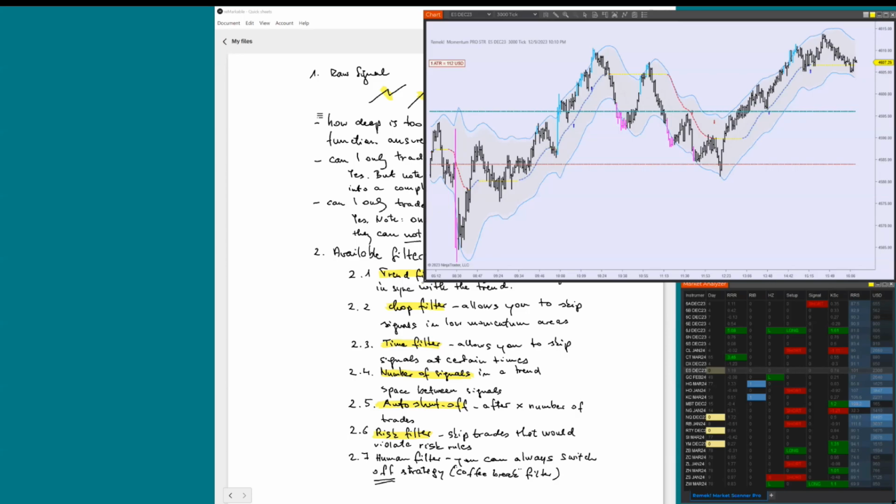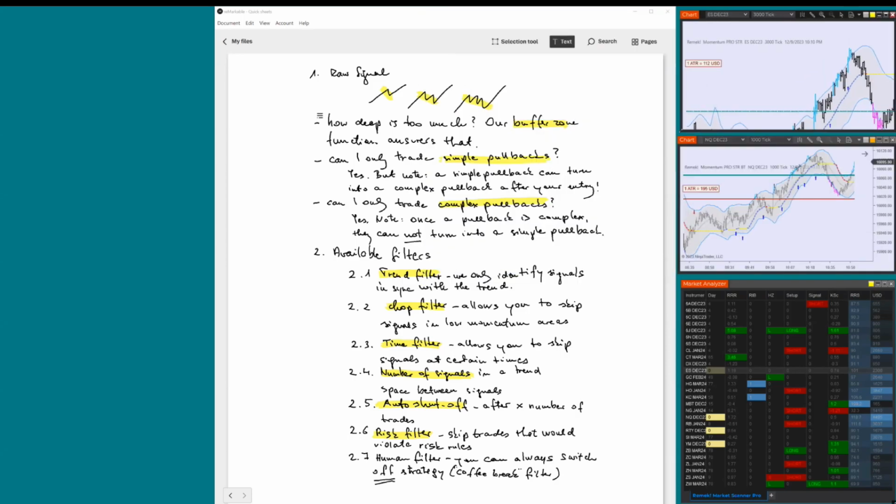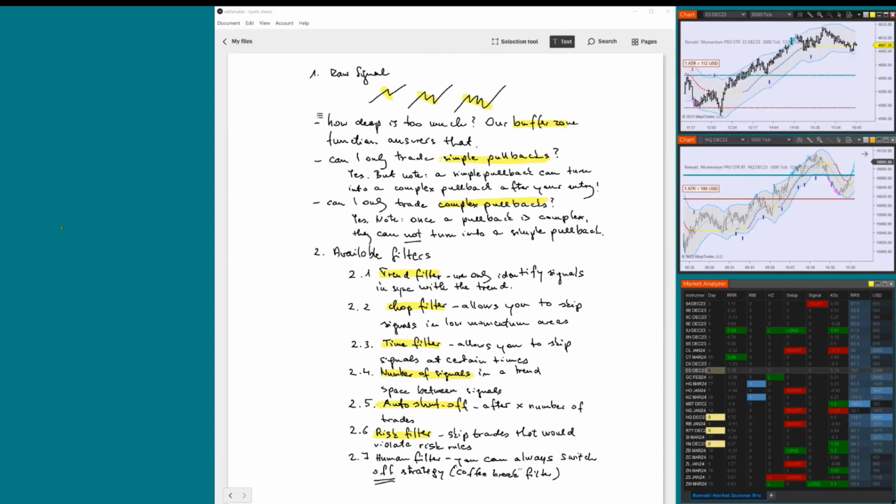Now let me go back to our list, because in this fashion, I'm going to walk you through a few more very smart, cool features of the software product, and then you will realize how you can put all these functionalities and possibilities into your own trading. All right, so far we talked about simple pullbacks, complex pullbacks, so that's done. Then we talked about the buffer zone, that's done too.